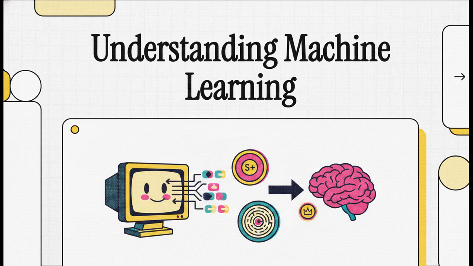Machine learning. I know it sounds super complex, right? But what if I told you it's really just about teaching a computer to learn things, pretty much like we do? In this explainer, we're going to break it all down by looking at the three main ways a machine can learn. So let's dive right in.